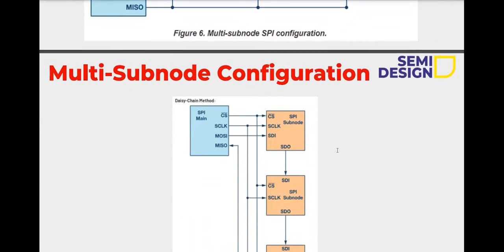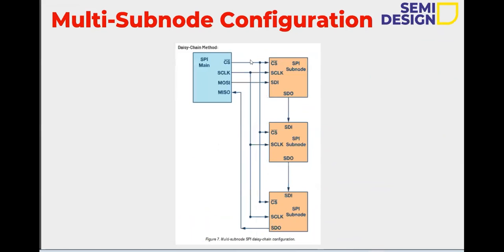But in the daisy chain fashion, it will look like this. The SPI master has only one chip select, which is connected to the first slave. From the first slave, the output will be connected to the input of the next slave. Actually, this should connect to the MISO and this to the MOSI, but internally in the daisy chain fashion, one slave is connected to another slave, and finally the third slave is connected to the MISO. This is how we take the daisy chain fashion.